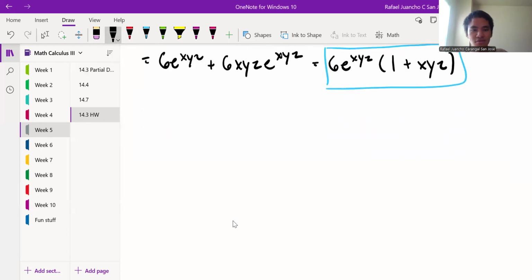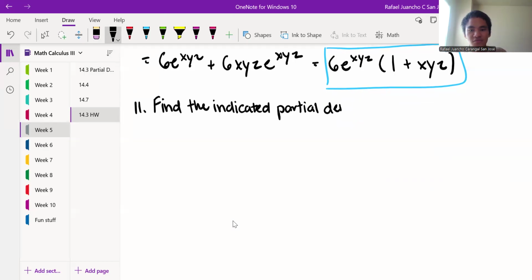Okay, 11. Here we are being asked to find the indicated partial derivative. You know, I've been wondering, if there is such a thing called partial derivative, could there be a thing called partial integration? Probably. Okay, here we have a function of two variables.